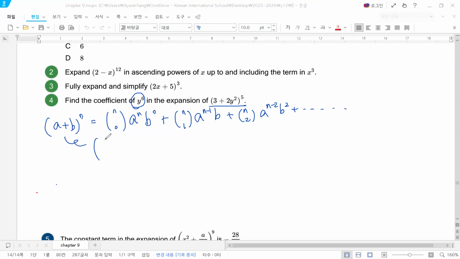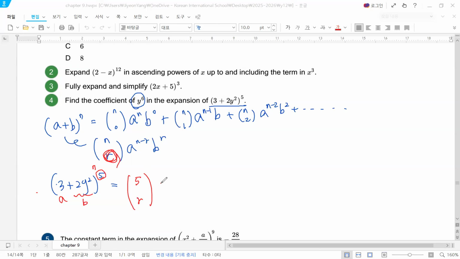So the general term of this one is nCr, a to the power of n minus r, and b to the power of r. I'm going to write down (3 plus 2y squared) to the power of 5. Let's write down the general term of this one. This one is a, this one can be considered as b, and this one is n. So instead of n, 5, and r can be any number, so write down just r. And then instead of a, we write 3 to the power of 5 minus r. And then instead of b, you should write down 2y squared to the power of r.